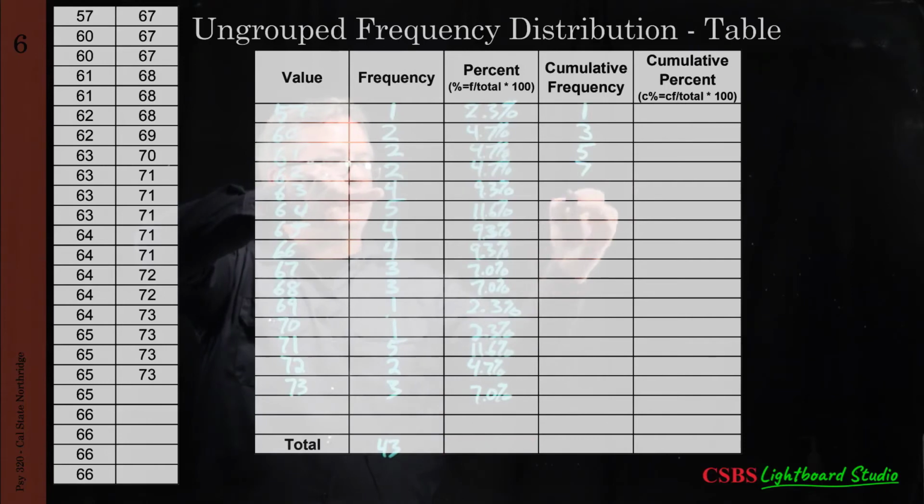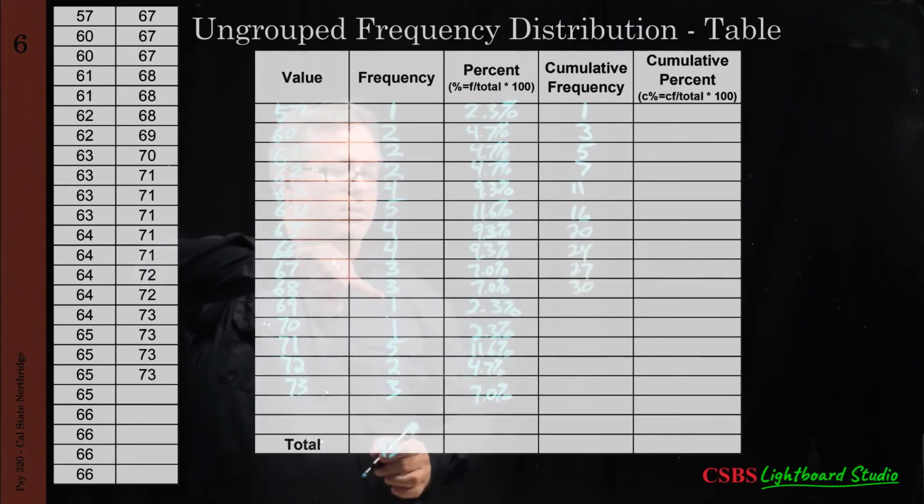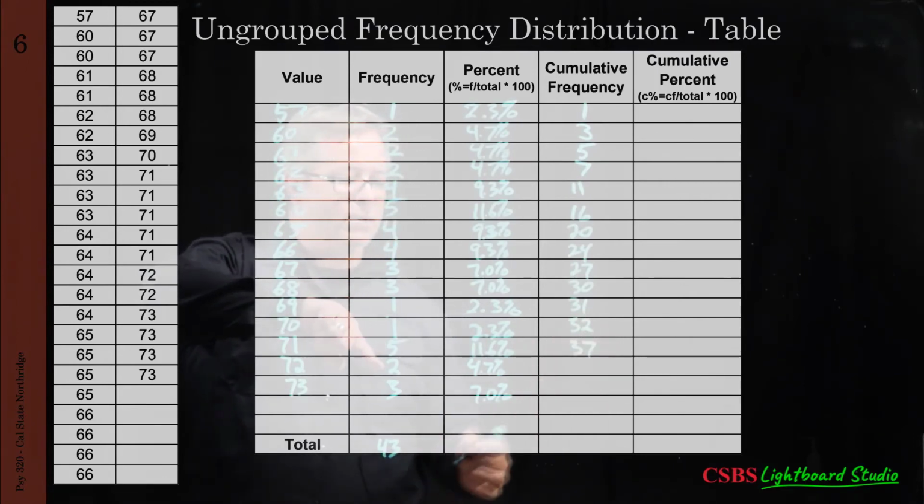7 plus 4 is 11. 11 plus 5 is 16. 16 plus 4 is 20. 20 plus 4 is 24. 24 plus 3 is 27. 27 plus 3 is 30. 30 plus 1 is 31. 31 plus 1 is 32. 32 plus 5 is 37. 37 plus 2 is 39. 39 plus 3.